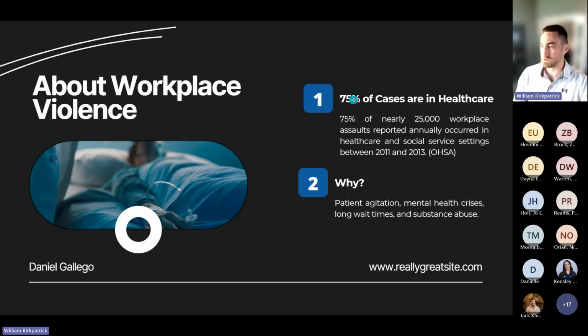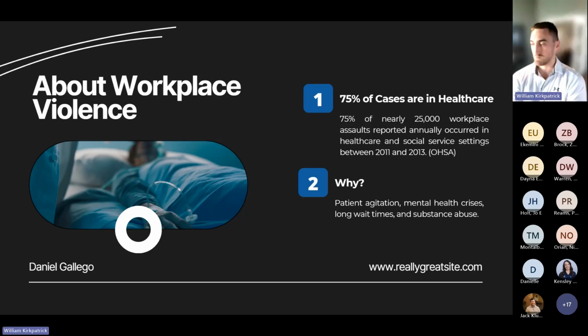One thing that was interesting when I was doing some research on this topic is that out of all the workplace violence, across all work sites and every industry, 75% of those cases are in healthcare. So it is just naturally a higher risk in our industry than others. 75% of nearly 25,000 workplace assaults reported annually occurred in a healthcare or social service setting.